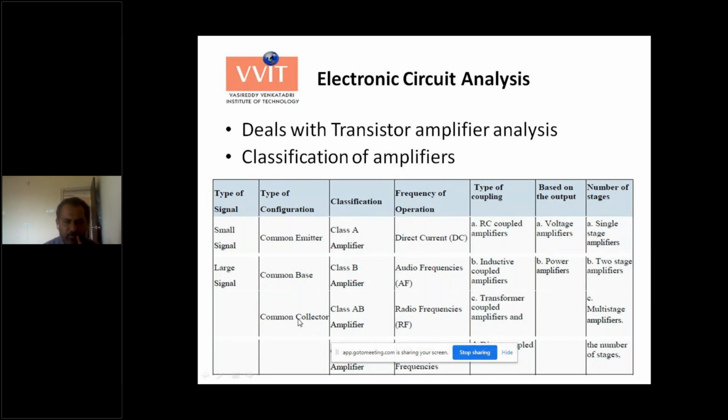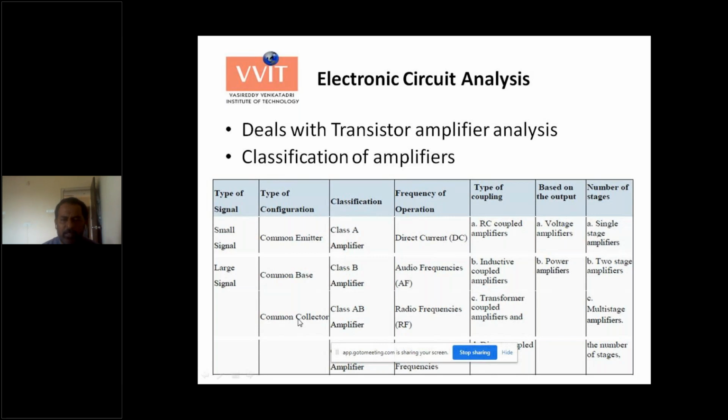Radio frequency amplifiers, you are familiar with them, though you have not seen them directly. They are present in radio, FM, everywhere, and your cell phones, etc. Fine. Now, the load can be connected to the amplifier. It can be any load.